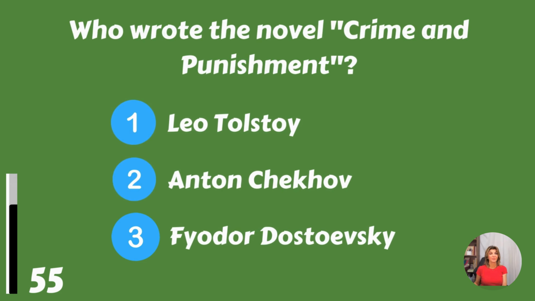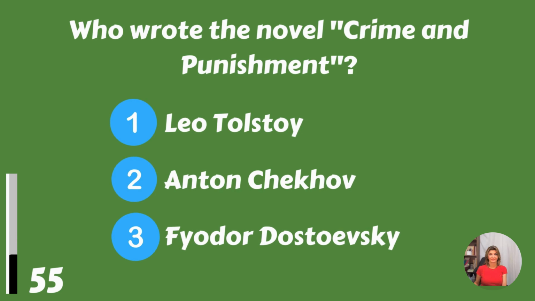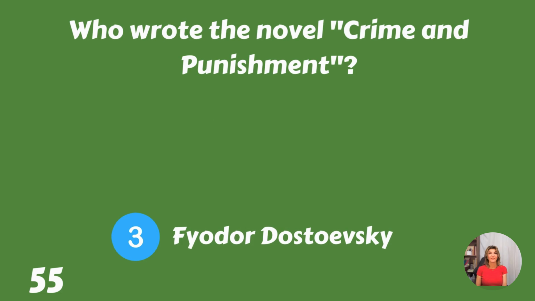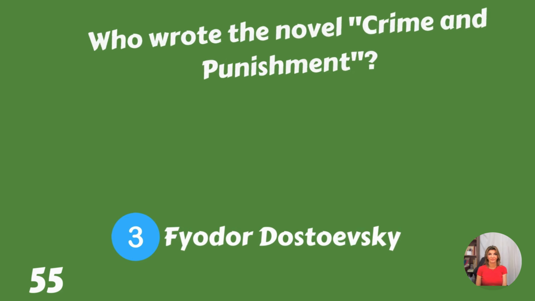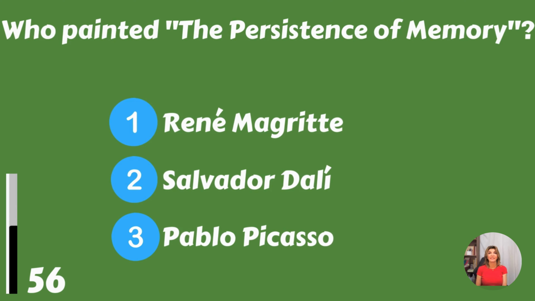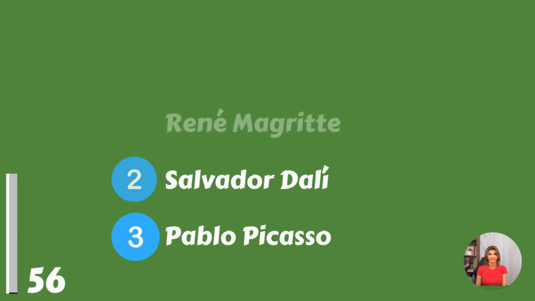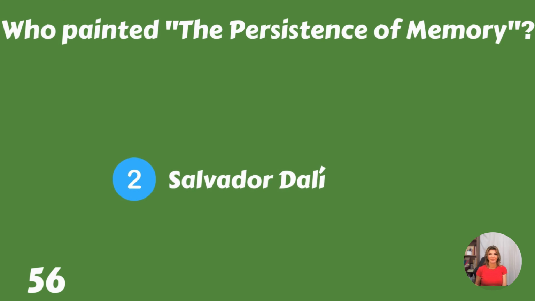Who wrote the novel Crime and Punishment? Leo Tolstoy, Anton Chekhov, or Fyodor Dostoevsky? Dostoevsky. Who painted The Persistence of Memory? René Magritte, Salvador Dalí, or Pablo Picasso? Salvador Dalí.